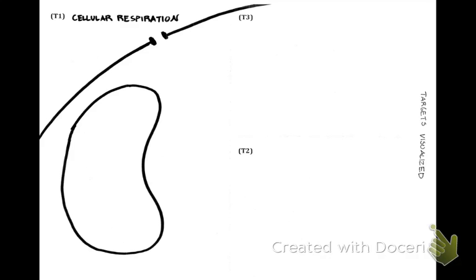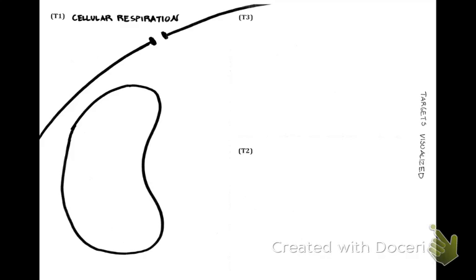That's going to be on cellular respiration. What I've drawn at first is the border of a cell, so that you can see that. That's the border of the cell right here, and what this is right here is going to be our mitochondria.